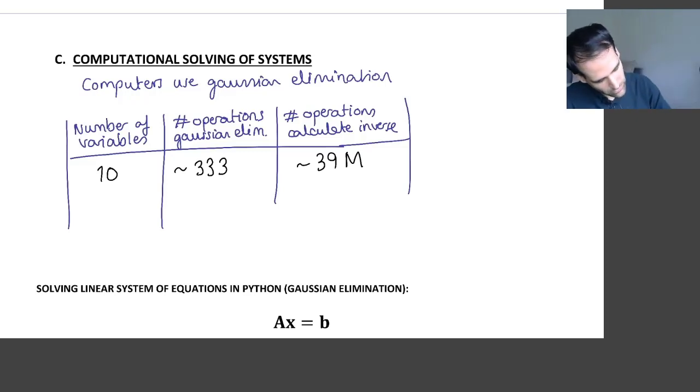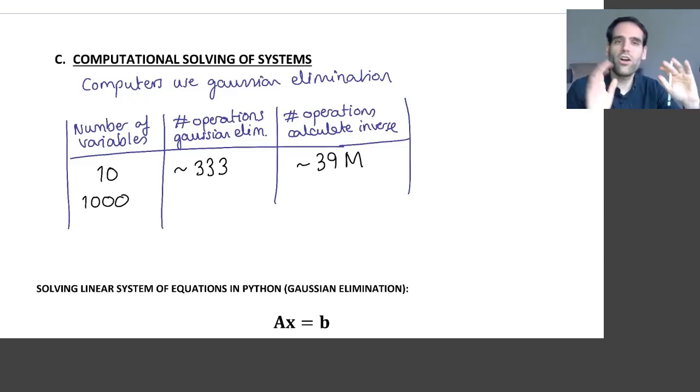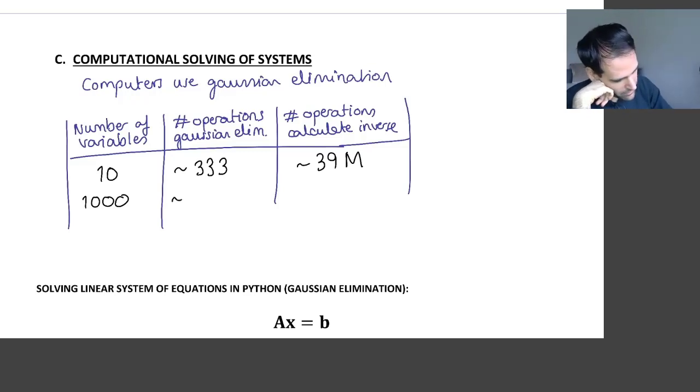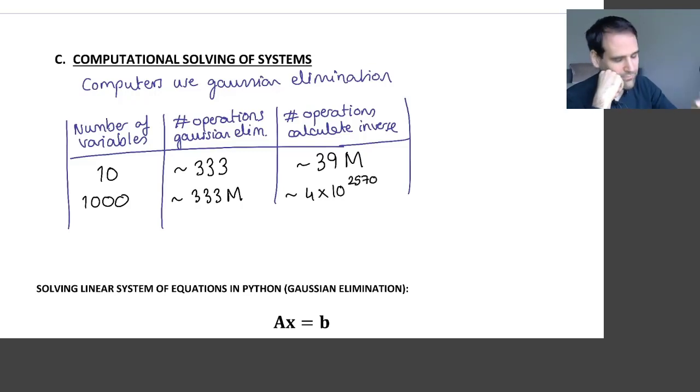What if you have 1,000 variables, which would be normal in a computational problem? So using Gaussian elimination, you would require around 333 million operations. But using the calculation of the inverse, you would require approximately 4 times 10 to the 2,570 operations. So basically that's impossible to calculate in the lifetime of the universe or whatever comparison you want to make. So it's impossible to calculate the inverse when the number of variables is very high.